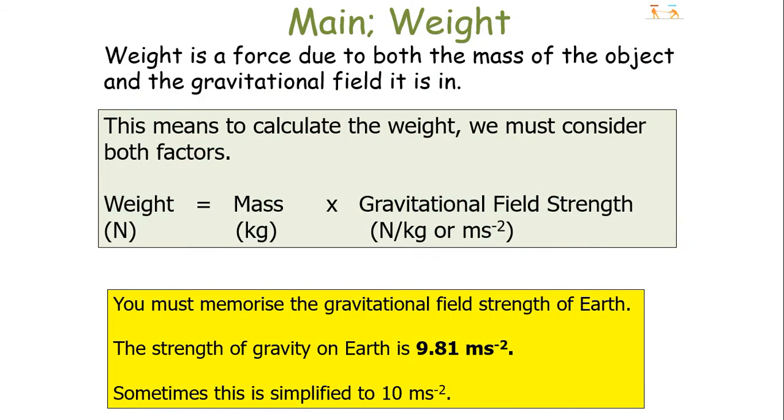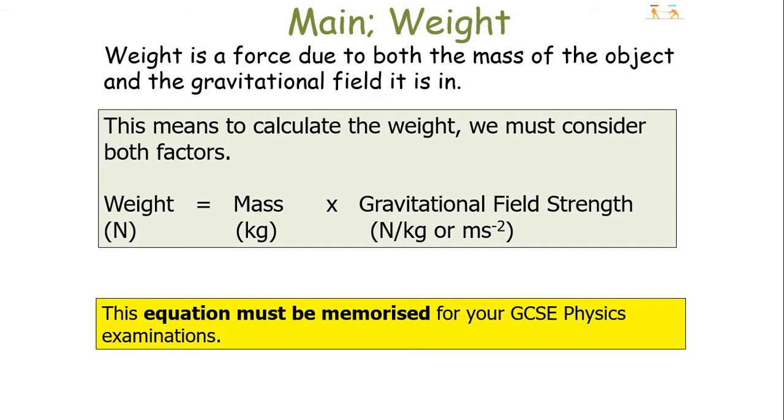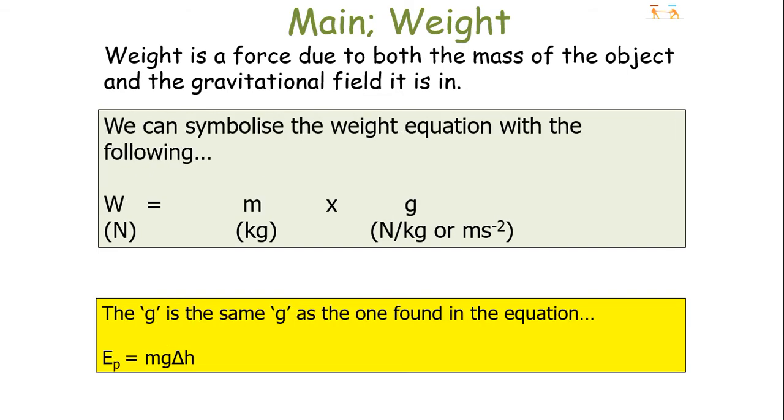Now, we can calculate weight with the equation weight in newtons is equal to mass in kilograms times by gravitational field strength in newtons per kilogram or meters per second squared. Now, you've got to remember the gravitational field strength of the Earth. It's actually 9.81 meters per second squared, which we simplify to 10 meters per second squared. This equation has to be memorized for your GCSE examinations. Now, note, we can symbolize the equation with weight W equals mg.